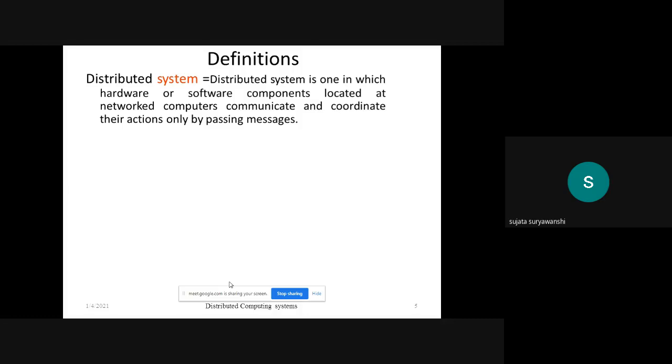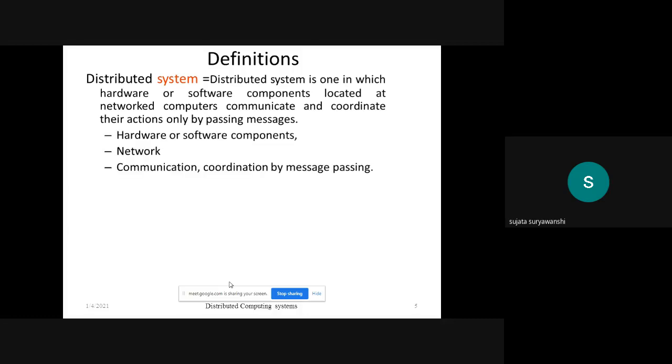But in the case of a distributed system, all the systems are independent. Independent means what? Each system has its own disk and its own memory. So they can solve the task. The only difference is that all the systems are connected with each other through a network. Computers located on the network communicate and coordinate their actions only by passing messages.